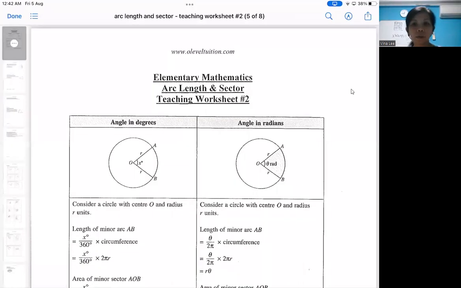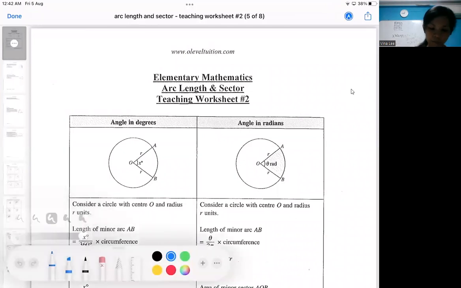So in this teaching worksheet, we're going to continue with the idea of arc length and sector, but we're going to do everything in radian mode. So we already done the conversion from degree to radian. So it's just another measure of angle. So a quick summary of whatever we have learned in our conversion.